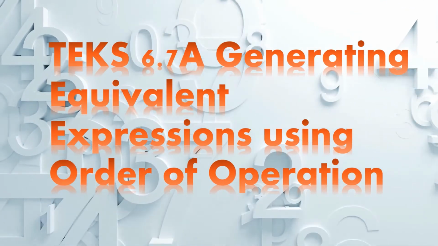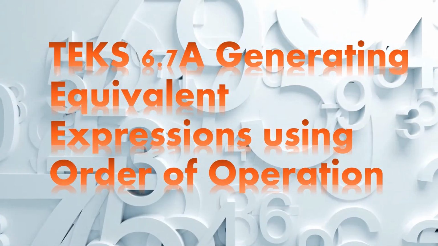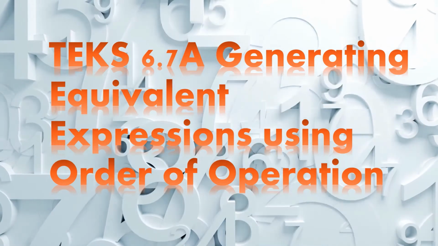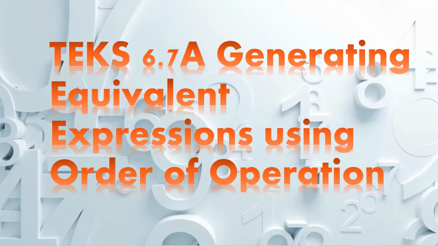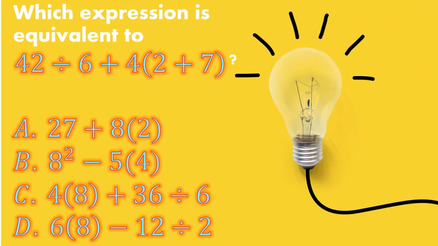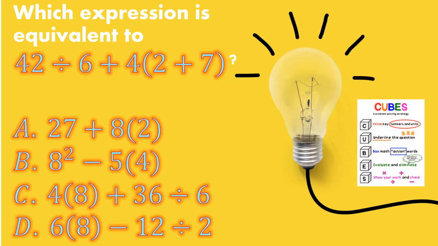Today we will be covering TEKS 6.7A, generating equivalent expressions using order of operations. Today's problem is: which expression is equivalent to 42 divided by 6 plus 4, open parentheses 2 plus 7, close parentheses? Please remember to use your CUBE strategy.